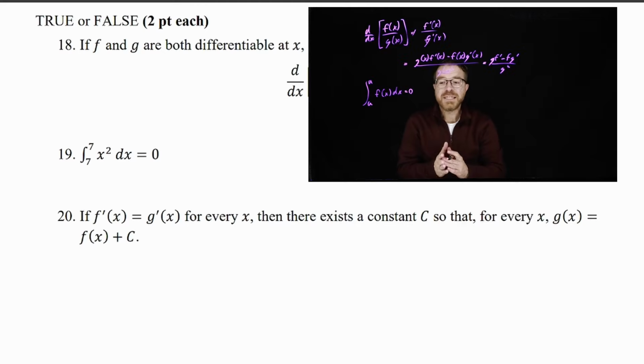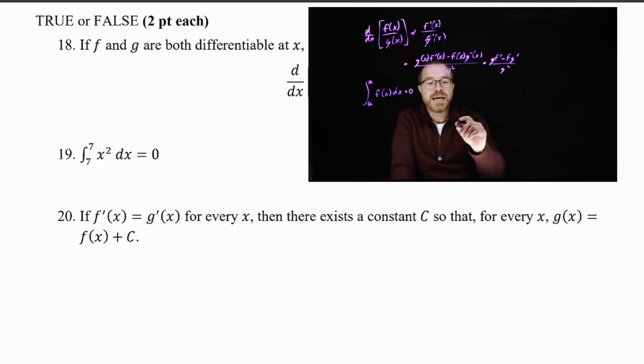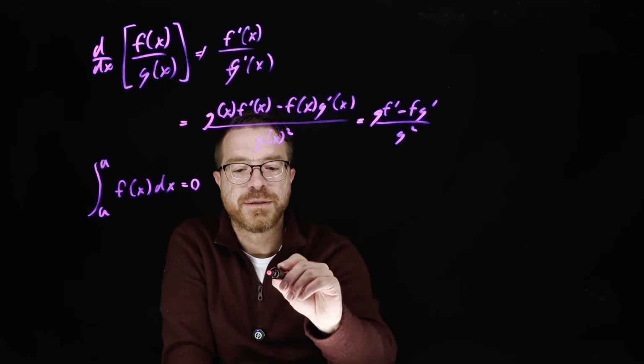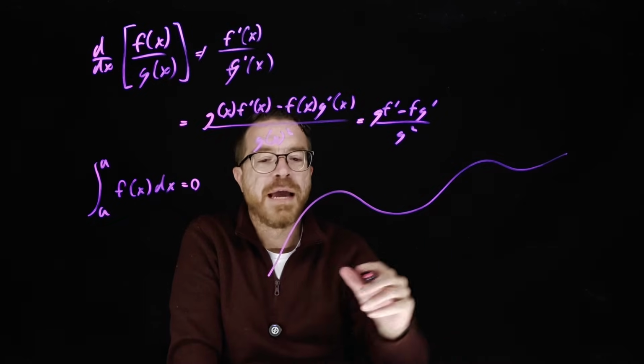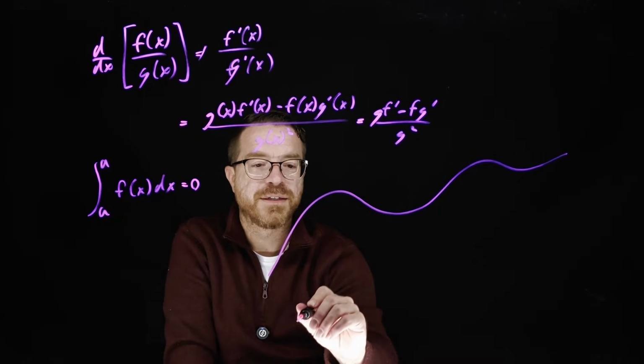20 says, if f prime of x equals g prime of x for every x, then there exists a constant c so that for every x, g of x just equals f of x plus c. And this one is true. And it's because if I have some function f of x, let's do it like this. And then I have some function g of x.